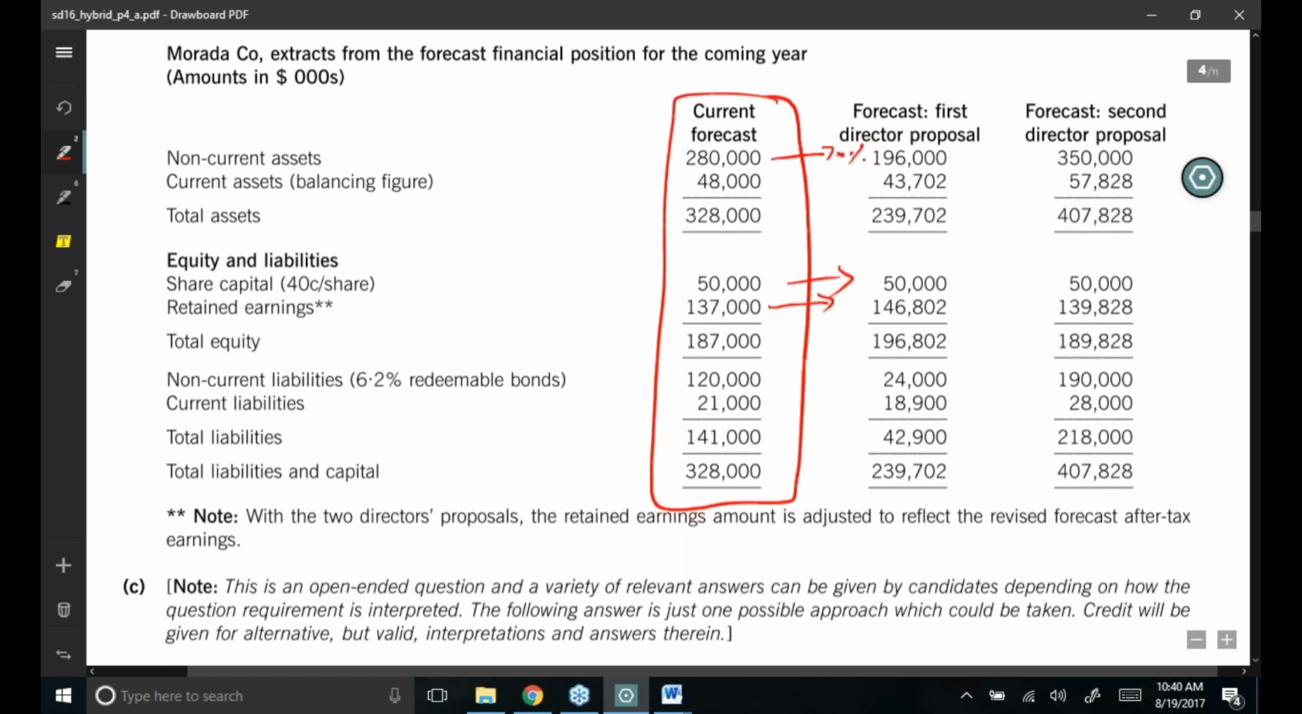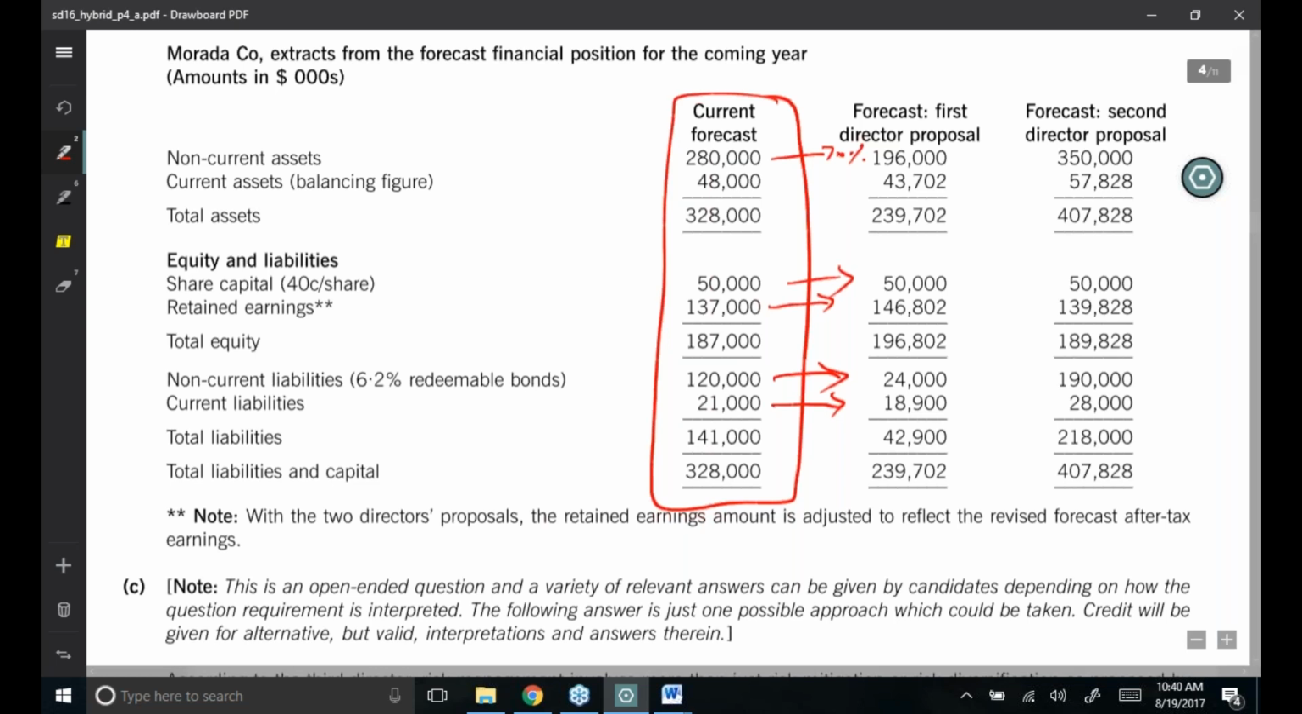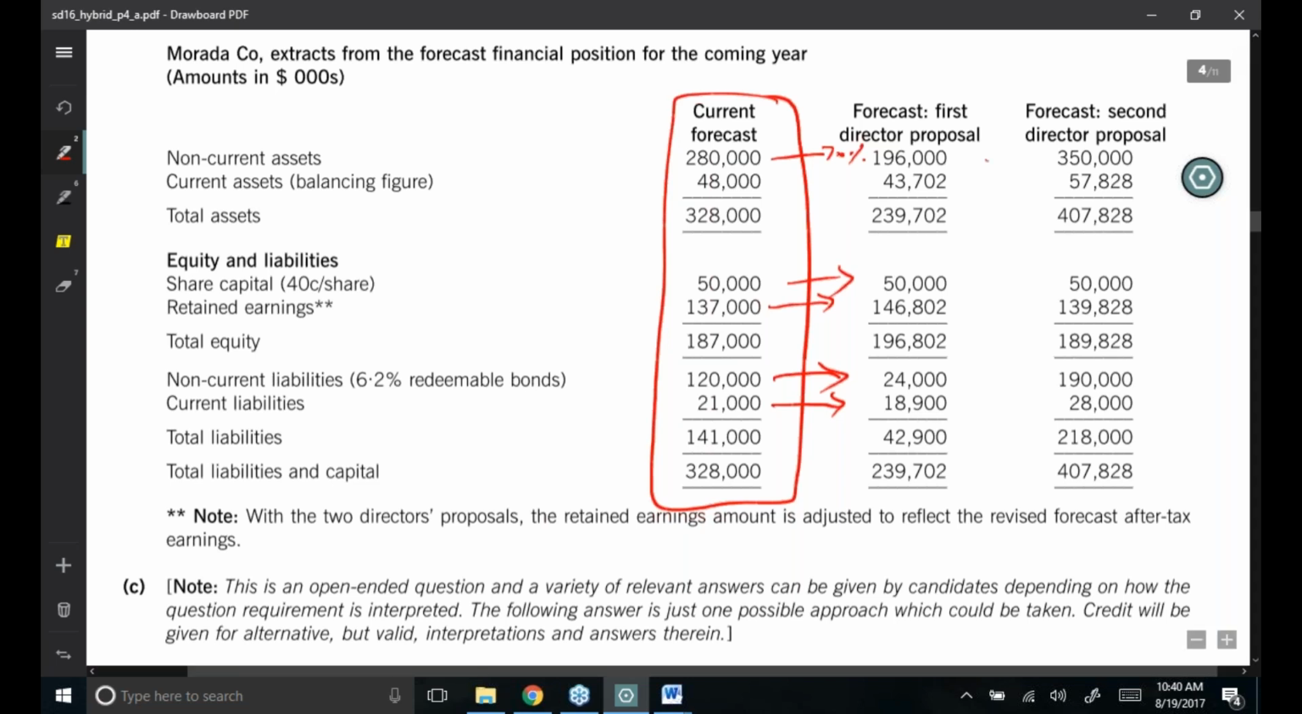And in the first director proposal, you will pay back the loan. 80% of the loan will be repaid. And current liabilities will reduce by 10%. All the explanation is given in the question. In the second director proposal, you will buy additional 70 million assets. Retained earning will be adjusted by the increase or decrease in the earnings. Non-current liabilities will increase by 70 million. Current liabilities of 28 million is given in the question.